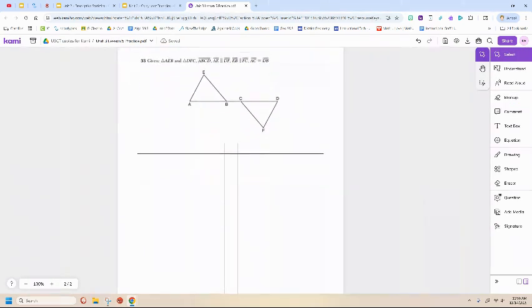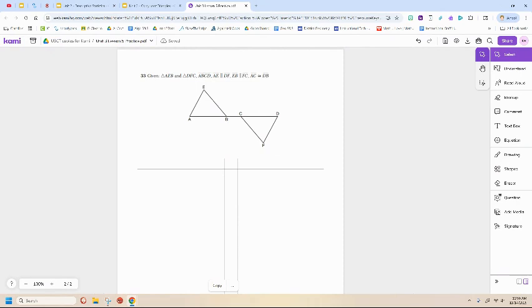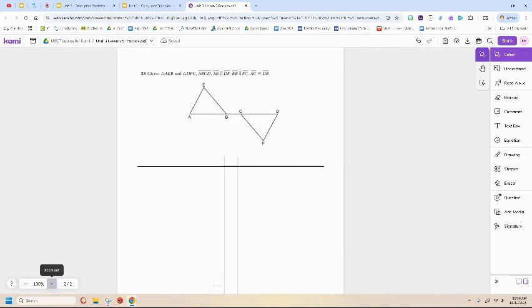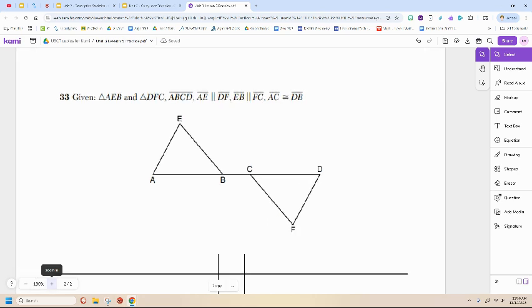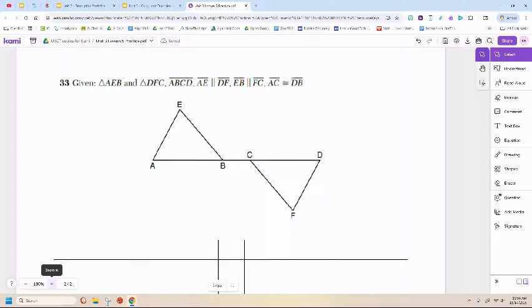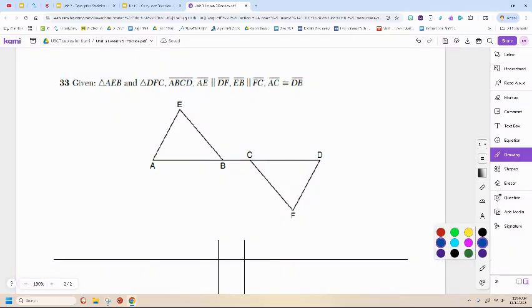I have 10 minutes. Okay, friends, here we go. Let's plan. They told us we have some triangles. The very next given says line segment ABCD. They tell us that so we know it's a straight line. That's all it is.